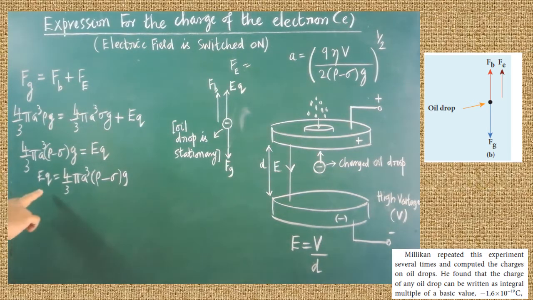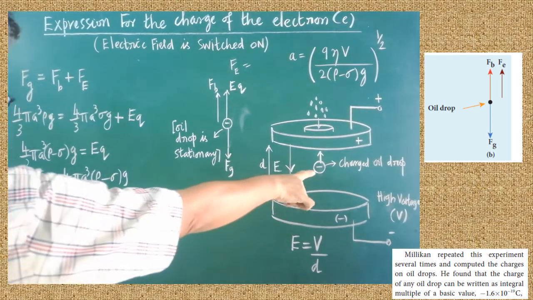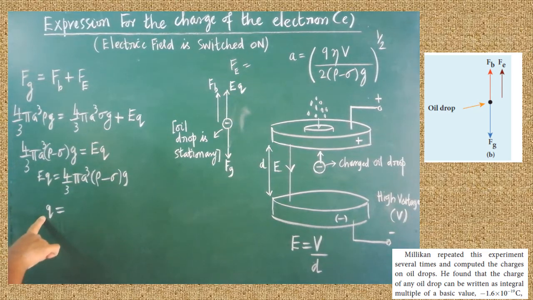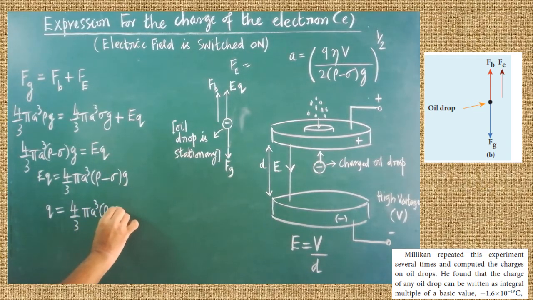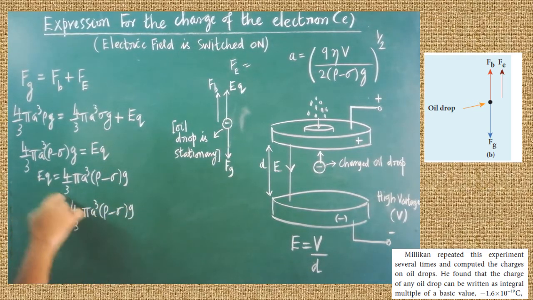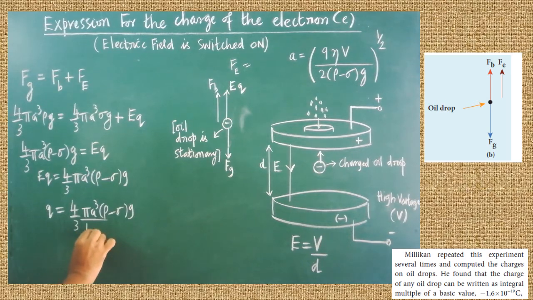So what is required here? Q is required. Q is equal to, what is Q? The net charge stored on the oil drop is nothing but Q. Are you clear? Now, 4 pi by 3, pi a cube, (rho minus sigma) g. This E can be cross multiplied. What is E? Strength of the electric field.